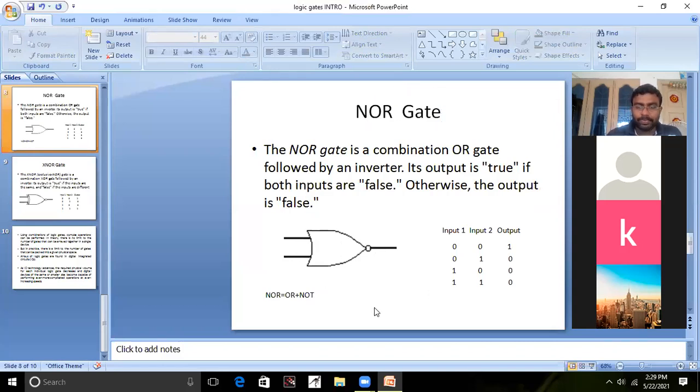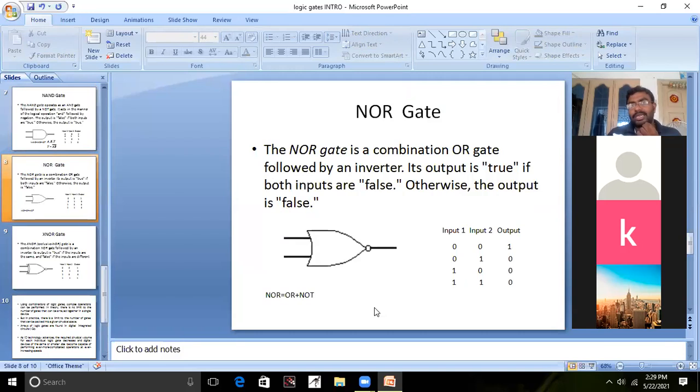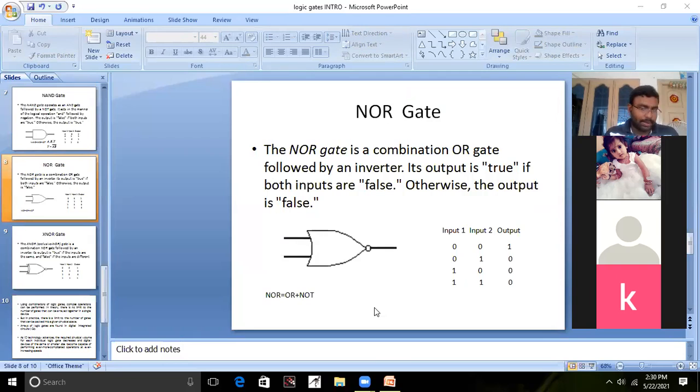Okay, guys. Then can you guess what is the logical expression for the NOR gate? Y is equal to A bar plus B bar. Wrong. Guess it correctly.